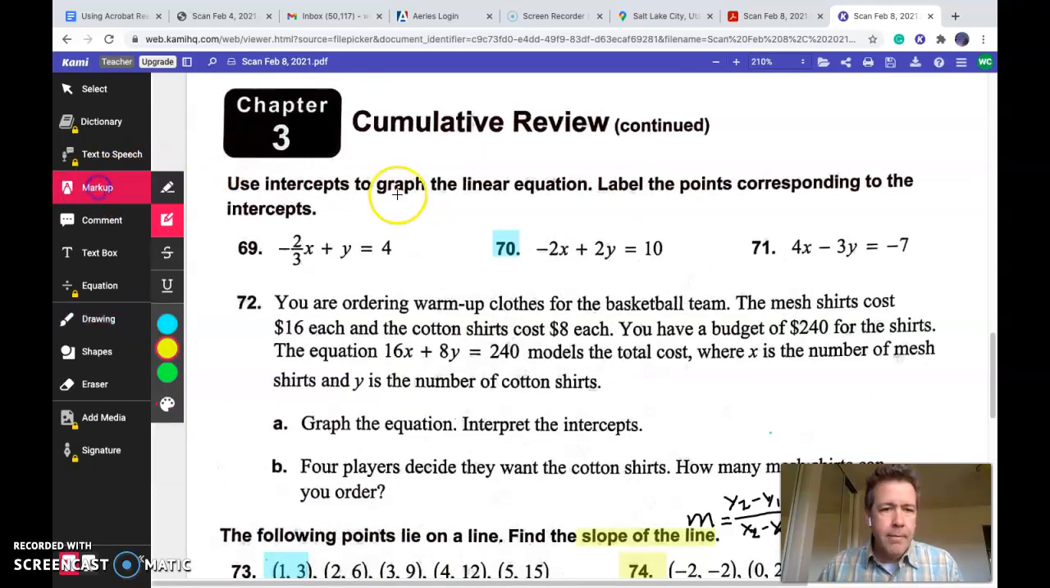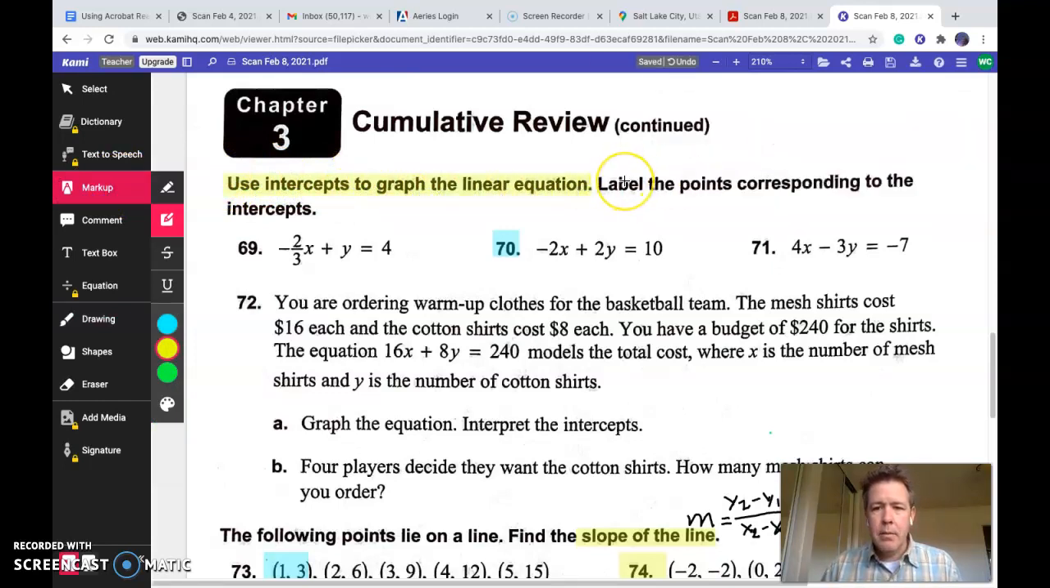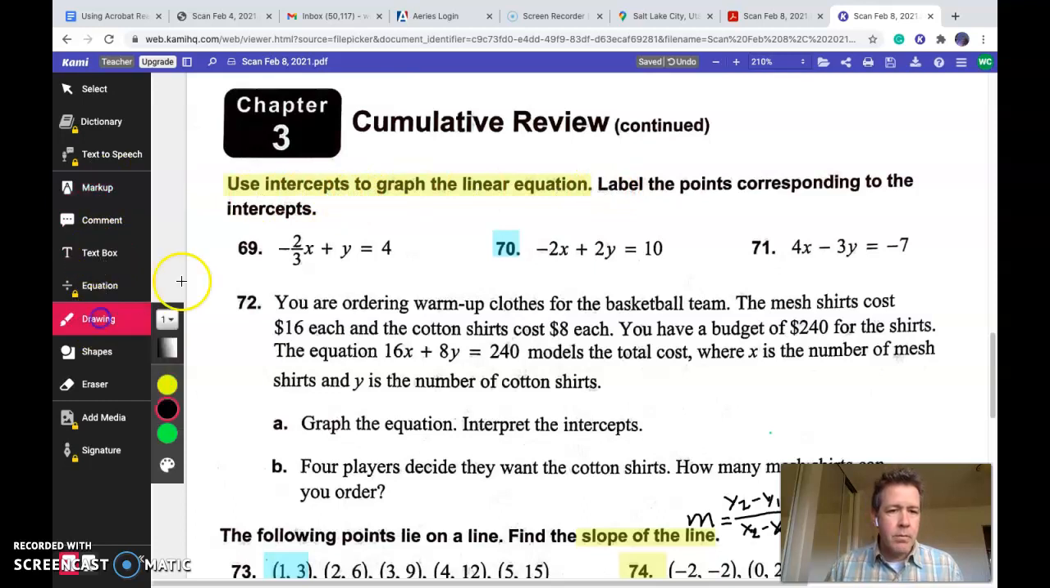All right, we have: use intercepts to graph the linear equation, label the points of the intercepts. Okay, so we need to find the points. Now remember, as we went over with our earlier problem, I'm at the y-intercept when x is equal to 0, and I'm at the x-intercept when y is equal to 0.